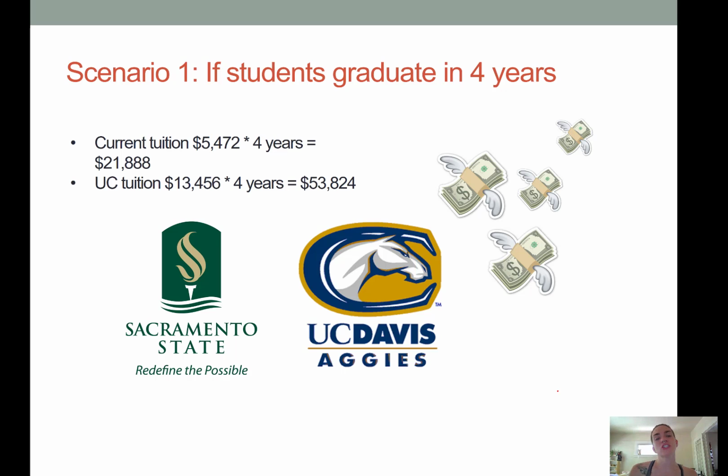So the current tuition, this might be a little bit outdated, but the current tuition at Sac State for a year would be $5,472. So if you multiply that by 4 years, that means over the course of your education, you pay about $22,000. In comparison, if you go to a University of California, Davis, then you're paying about $13,456 per year. So if you graduate in 4 years, you're spending a total of about $53,000 or $54,000.